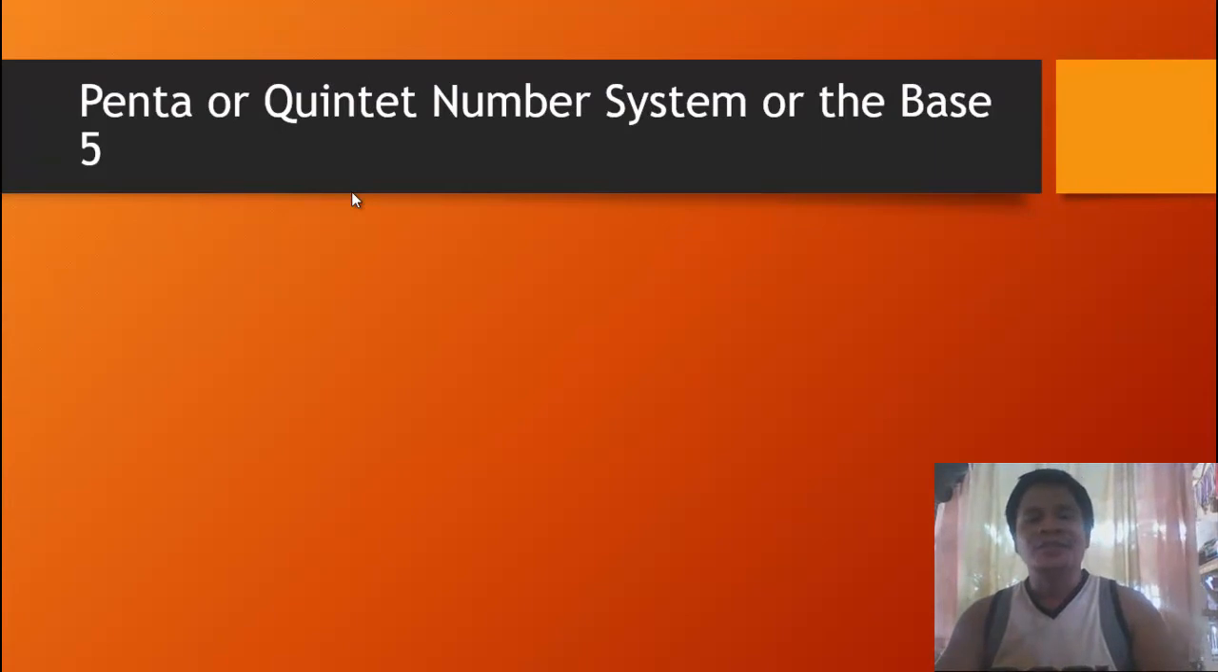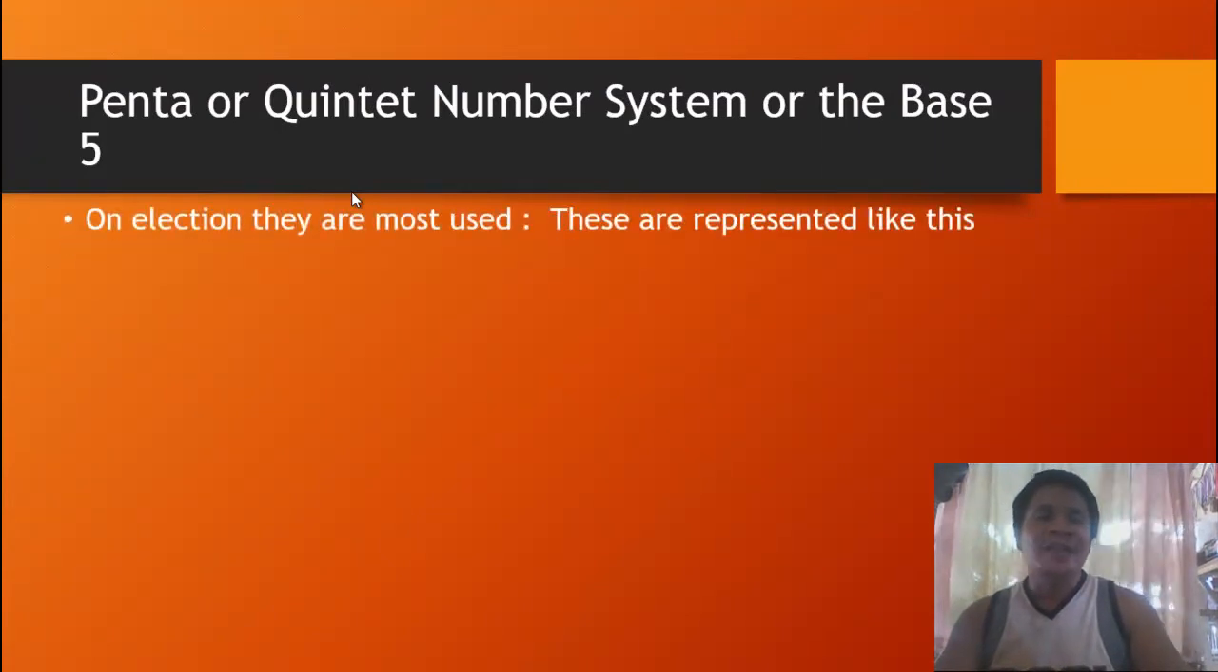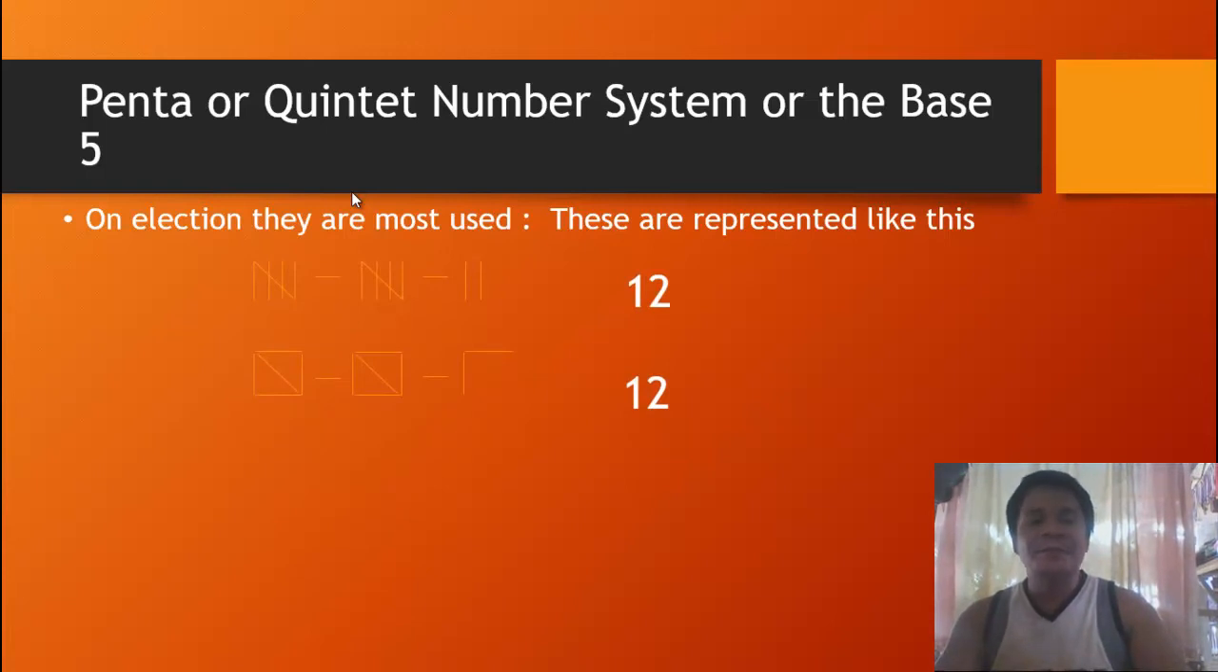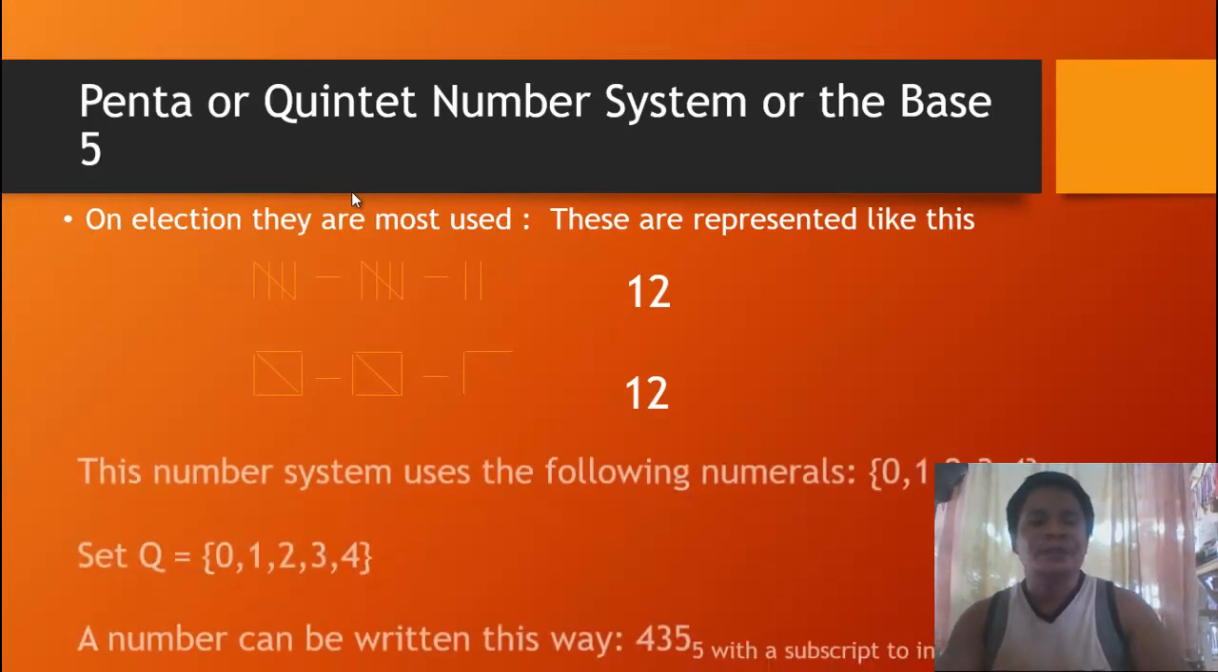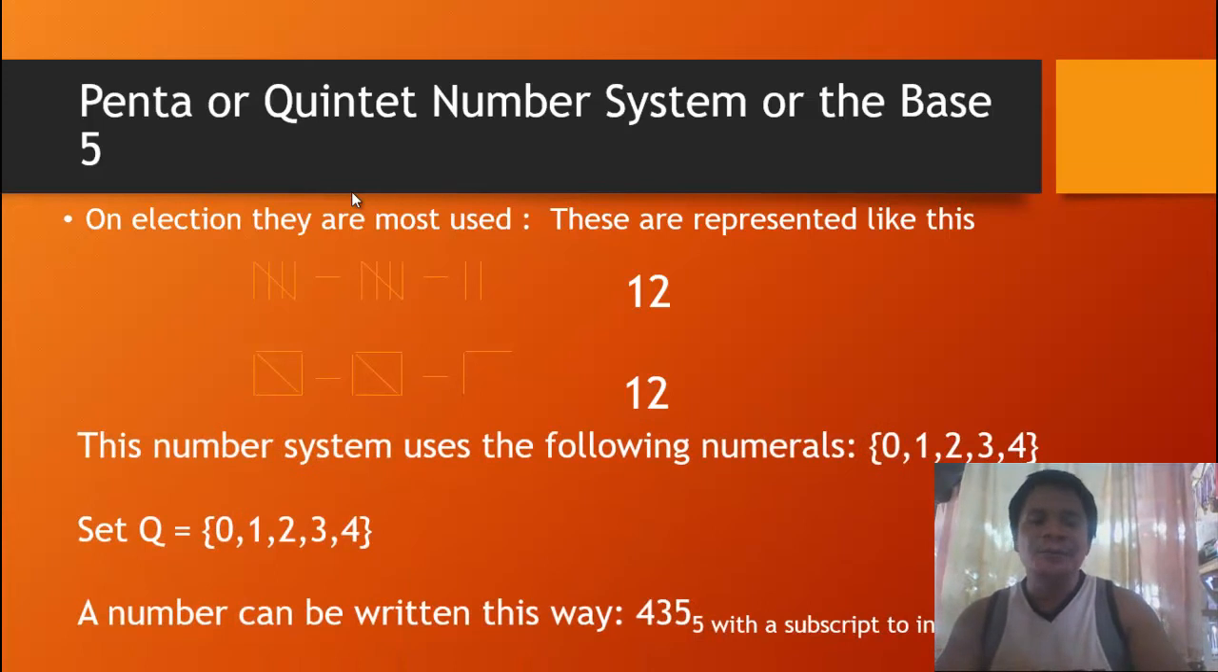The Penta or Quintet number system, or the base 5. On election day, it is most likely used. These are represented like this. Once the person making the tally gets the 5 votes, he would say, Cajon. This number system uses the following numerals: 0, 1, 2, 3, and 4. Set Q has the element 0, the element 1, the element 2, up to 4. A number can be written this way: 435 with a subscript 5 to indicate the base.